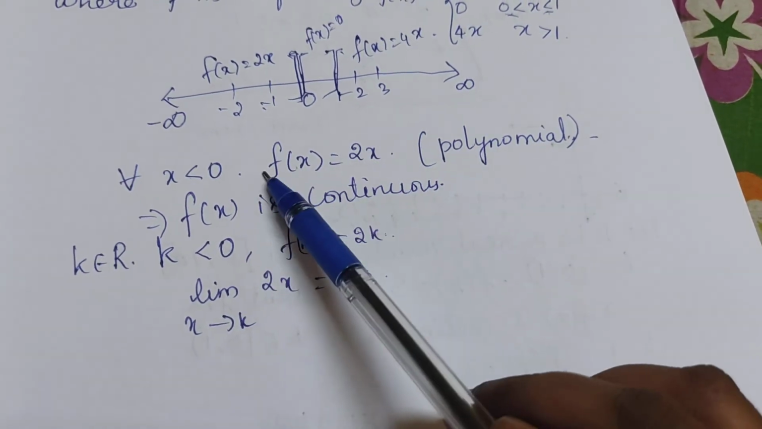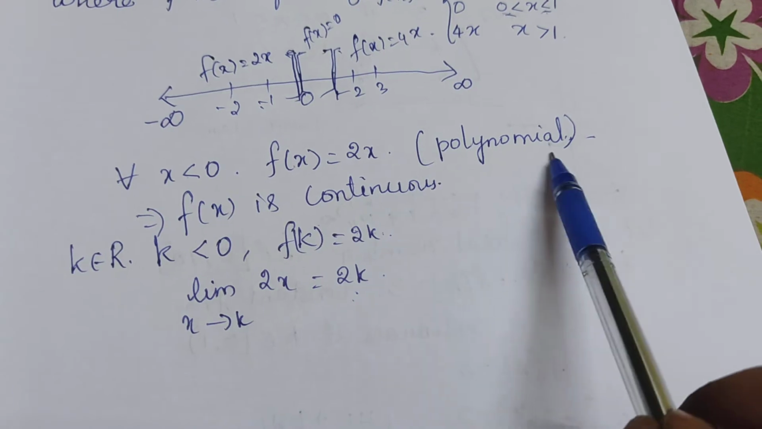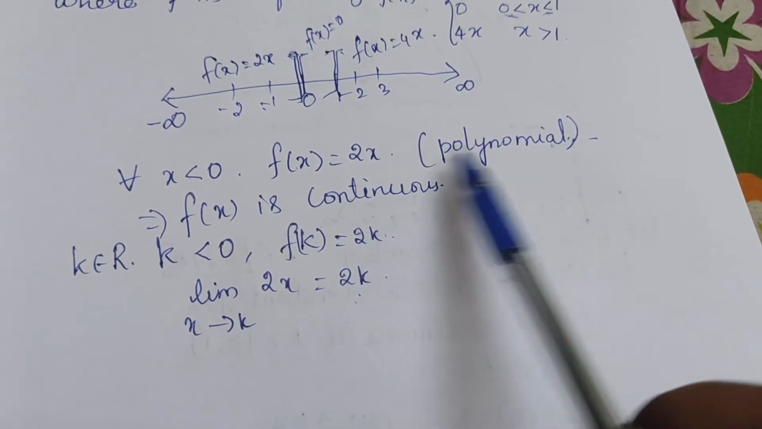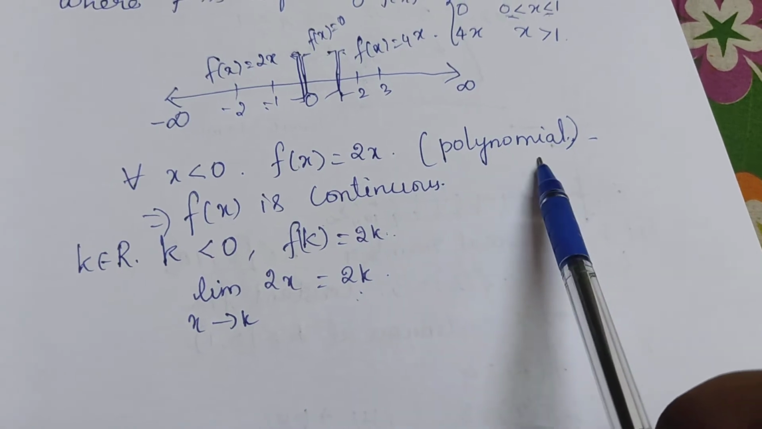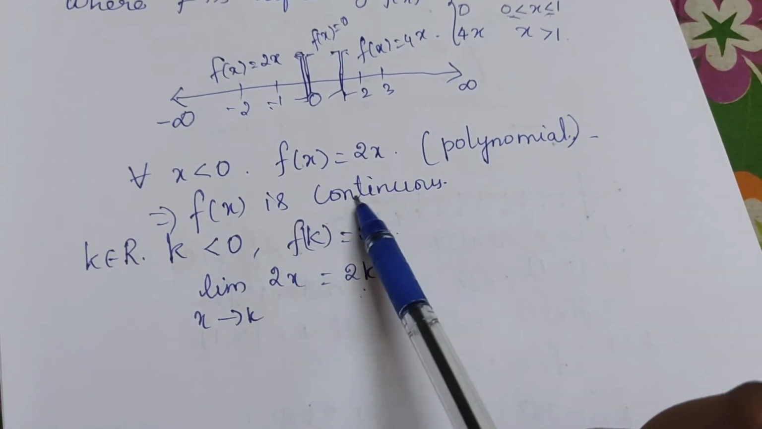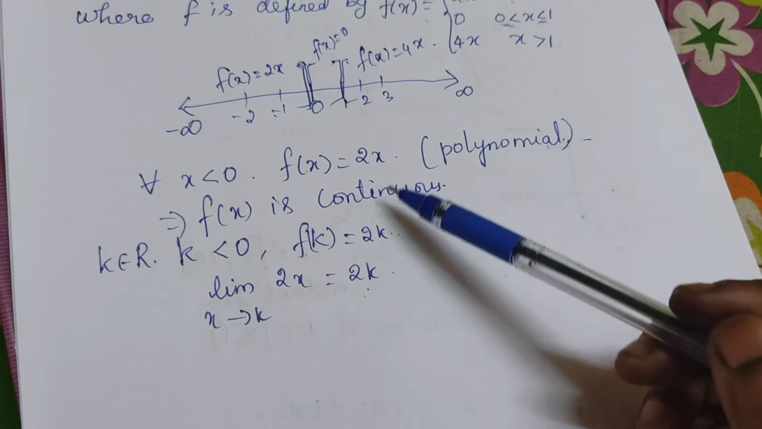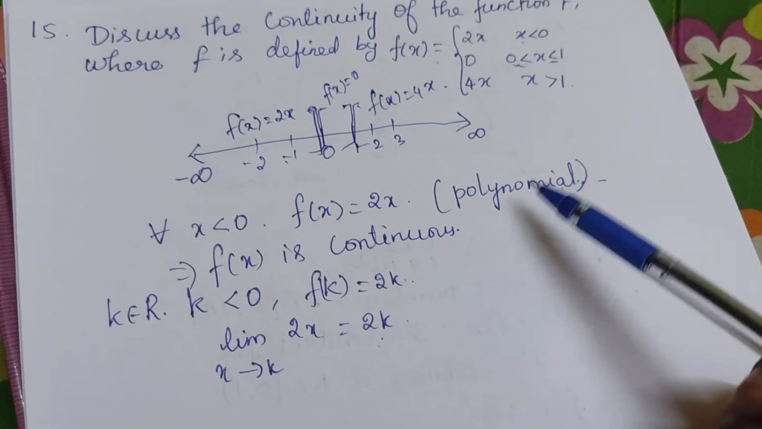If you want to say the function is continuous in short, you can apply this step where we are stating the function as a polynomial function. Since it is a polynomial, it will be continuous. You can follow either one of these.